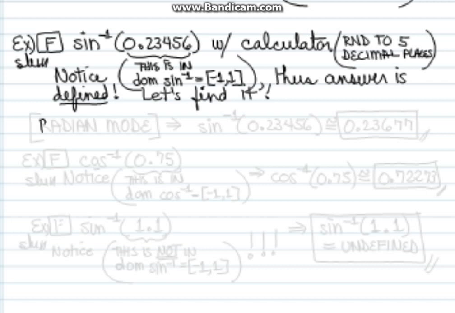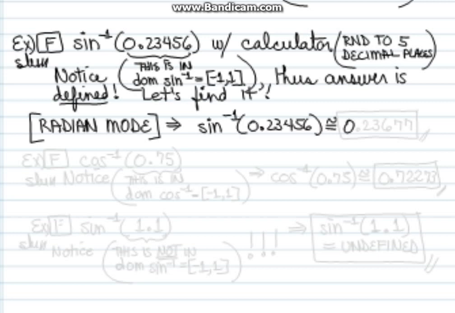Let's find it. We're going to put our calculator in radian mode. Then we run the sine inverse of 0.23456, and we'll round our answer and get approximately 0.23677. Okay, let's do it again.